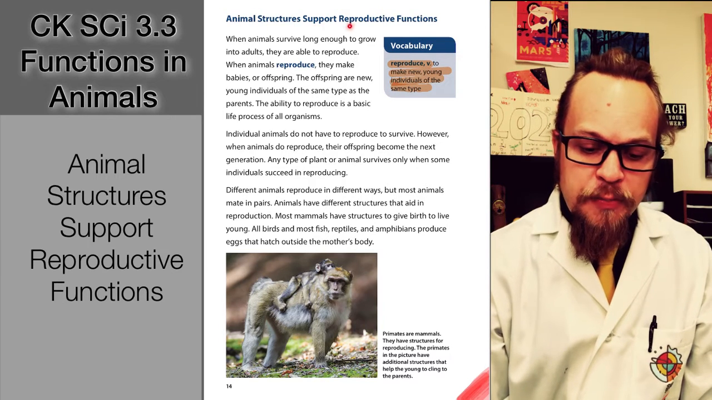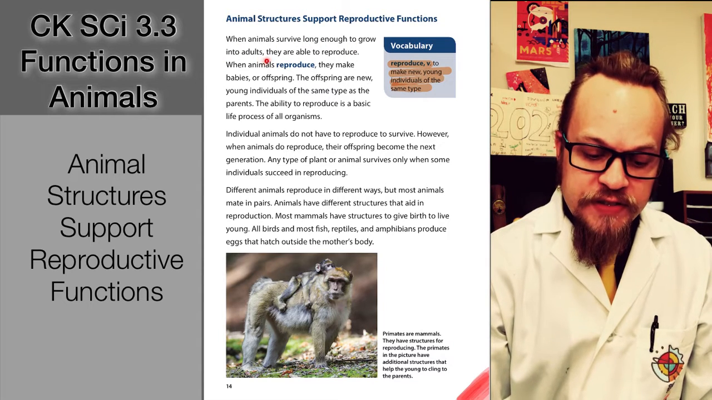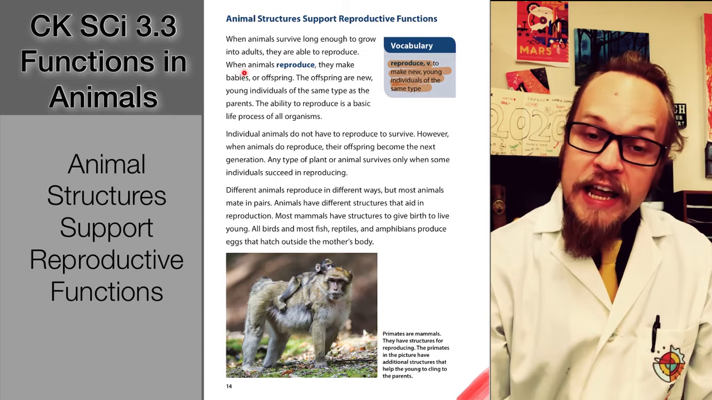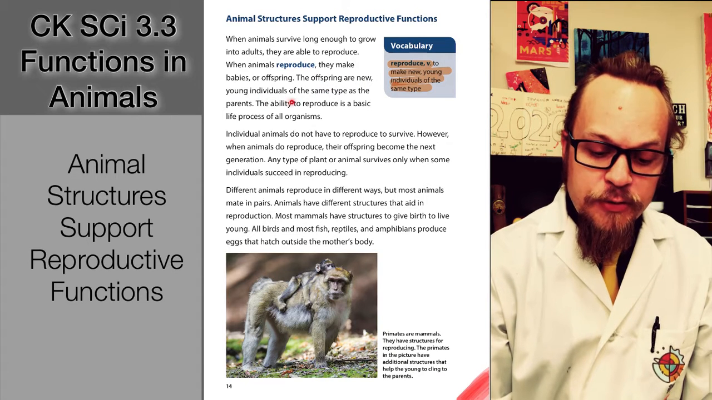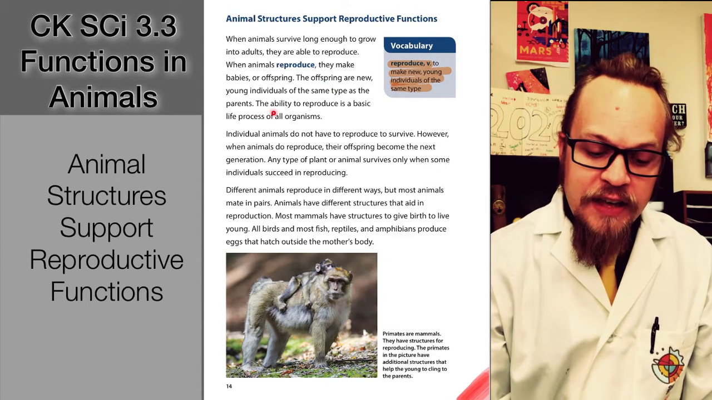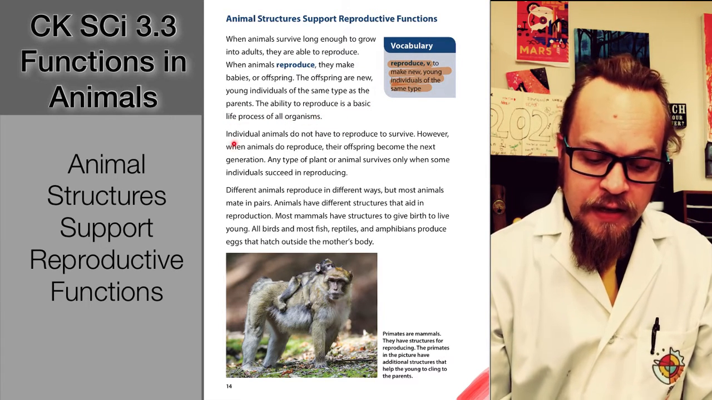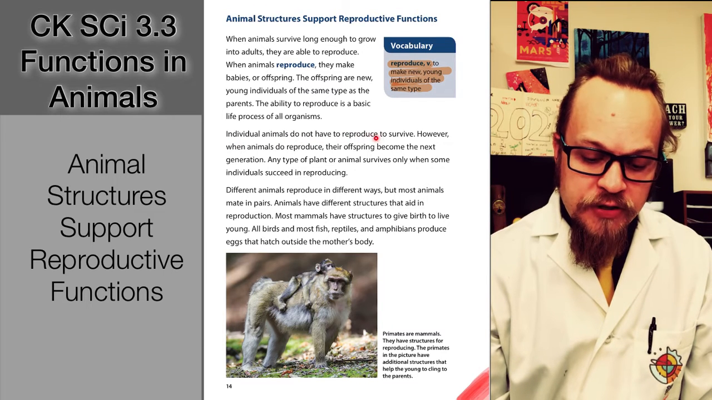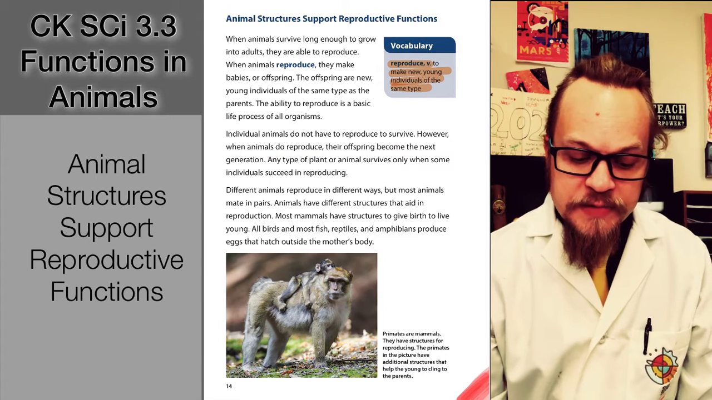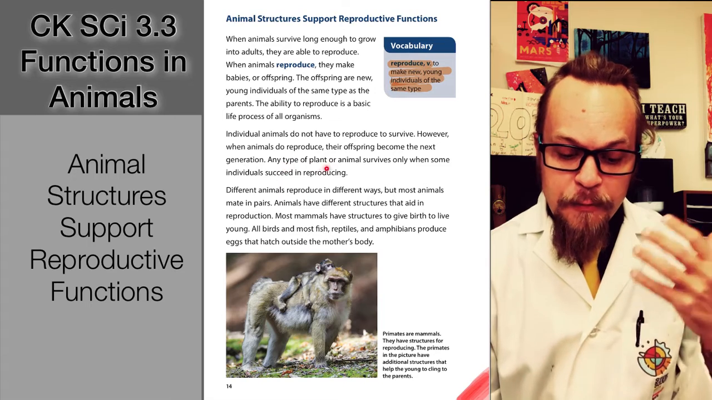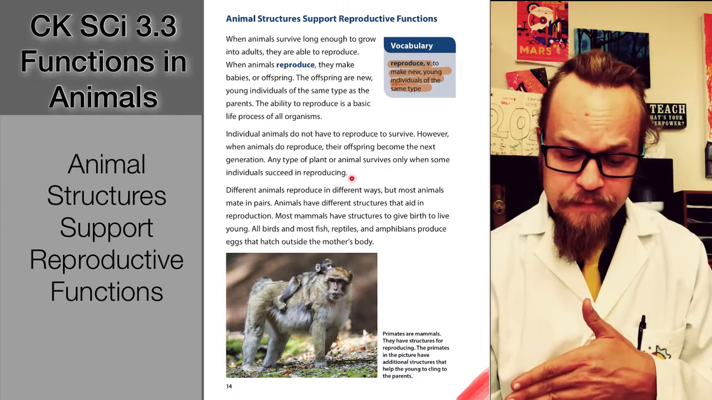So animal structures support reproductive functions. When animals survive long enough to grow into adults, they are able to reproduce. When animals reproduce, they make babies or offspring. The offspring are new, young individuals of the same type as the parents. And the ability to reproduce is a basic life process of all organisms. Individual animals do not have to reproduce to survive. However, when animals do reproduce, their offspring becomes the next generation. Any type of plant or animal survives only when some individuals succeed in reproducing.